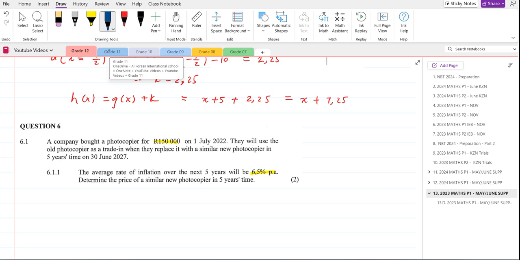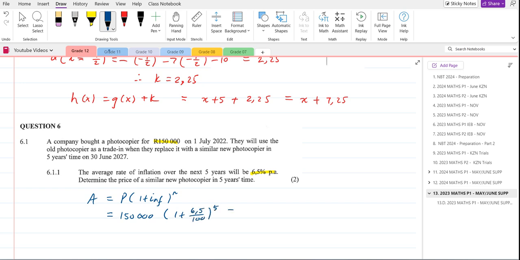Inflation basically increases the price of items, so you want to accumulate the value. So P into (1 plus i), in other words inflation, to the power n. The P value is 150,000, into (1 plus 6.5 over 100) to the power of 5. So we're going to work out what this answer is.